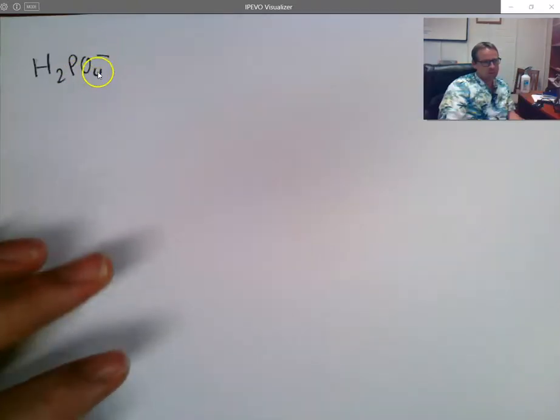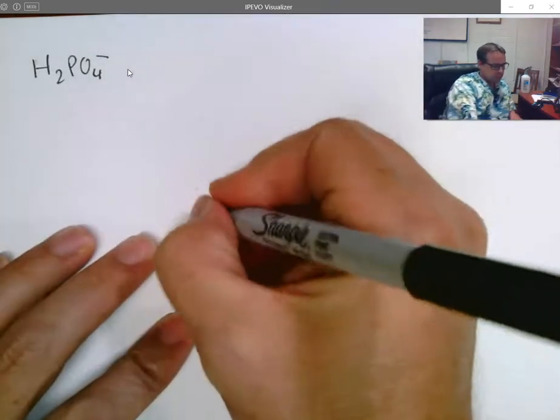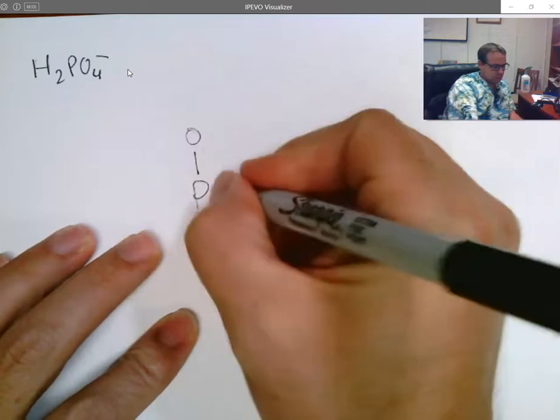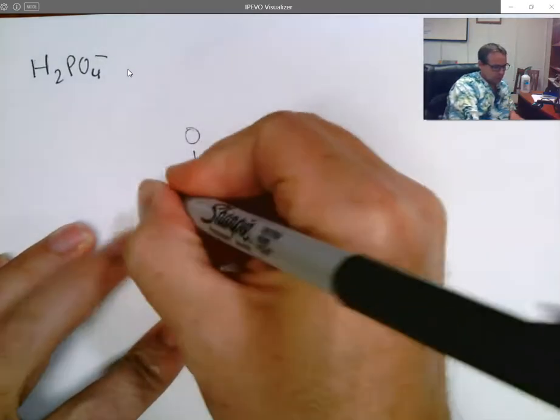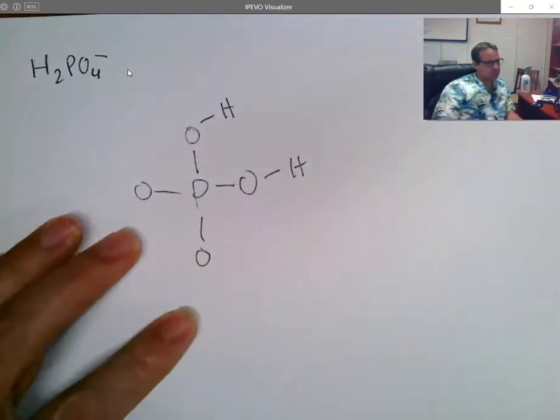That is the dihydrogen phosphate ion, which is the ion of an oxyacid, phosphoric acid. So I think that most of you, or almost all of you, did a very good job of recognizing that the hydrogens are going to come off of the oxygens.